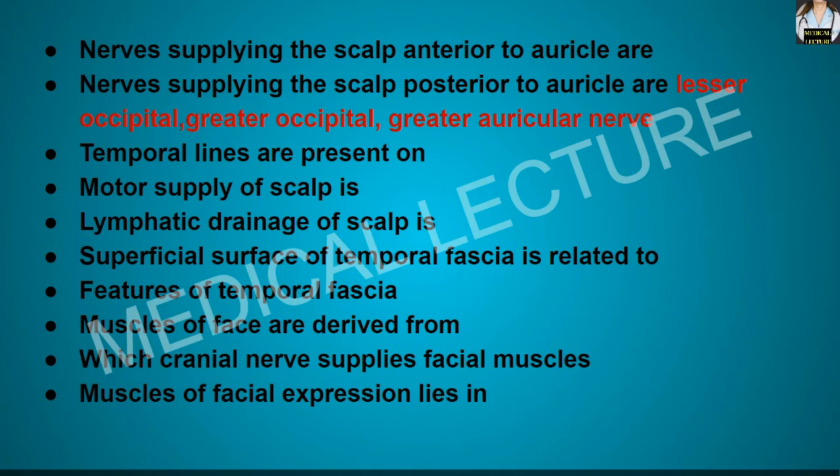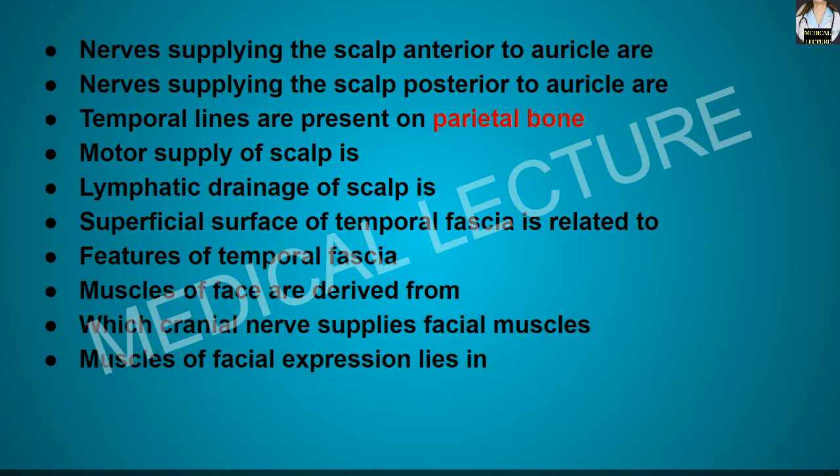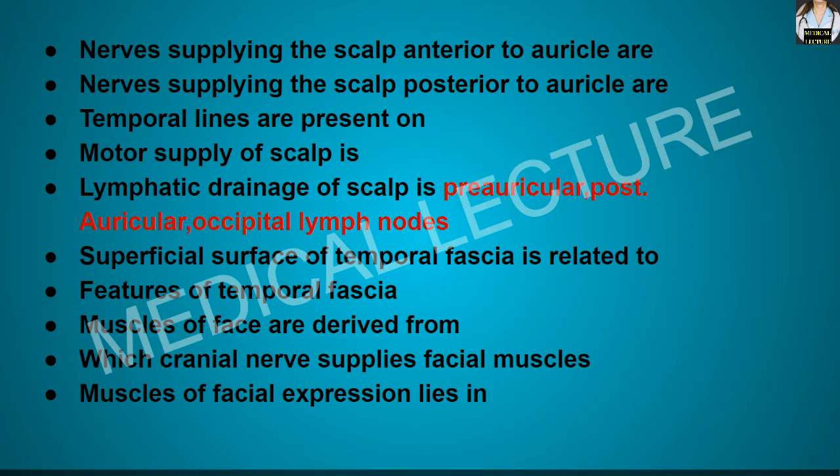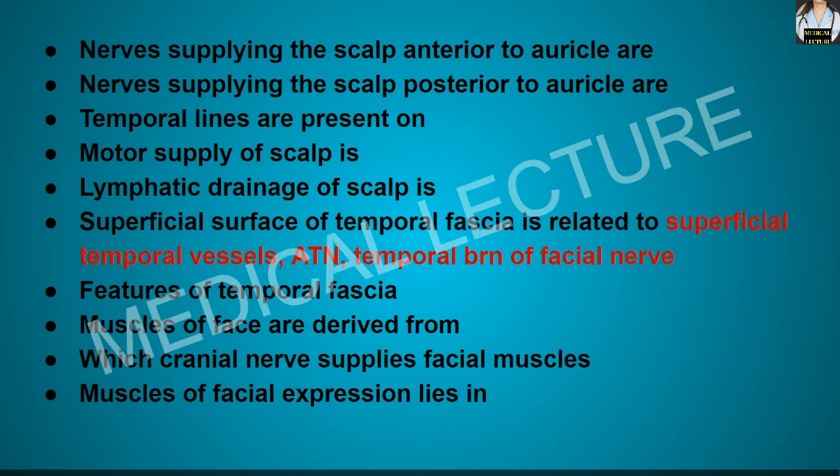Now next, the temporal lines are present on the parietal bone. Motor supply of the scalp is the temporal and the posterior auricular branch of the facial nerve. Lymphatic drainage of the scalp is the pre-auricular, post-auricular, or we can say posterior auricular, and the occipital lymph nodes. The superficial surface of the temporal fascia is related to the superficial temporal vessels, auriculotemporal nerve and the temporal branch of the facial nerve.